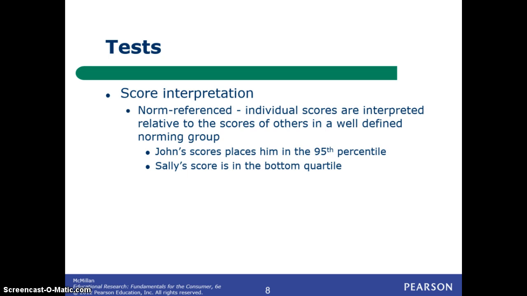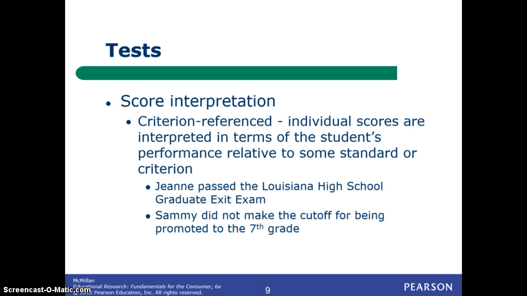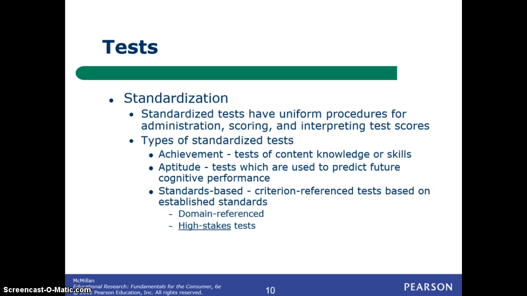In terms of score interpretation, there are two forms: norm referenced and criterion referenced. You've probably seen norm referenced before listed as group reference, where an individual's performance is measured against the performance of a peer group. Sometimes this is expressed as against an average. Criterion reference tests are all about a student meeting or not meeting a pre-established metric, such as passing the exit exam, or not making the cutoff for being promoted from one grade to the next. A key issue with tests is standardization.